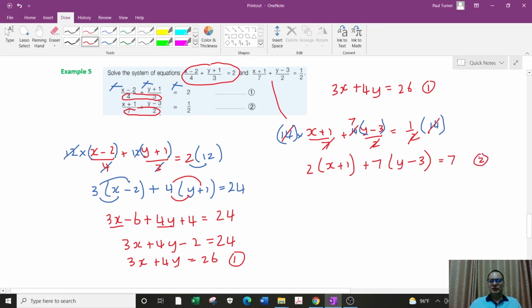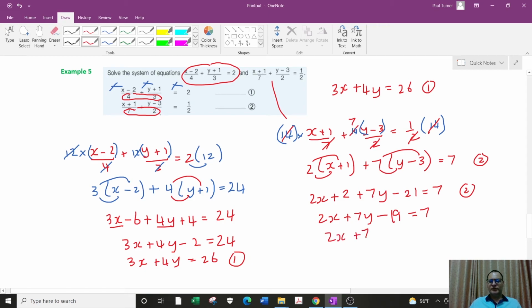This is equation 2. Let's simplify a bit. 2 times x, 2x. 2 times 1, 2. 7 times y, 7y. 7 times minus 3, minus 21 equals 7. That's equation 2 still. So we tidy it up. 2x plus 7y minus 21 plus 2 will be minus 19 equals 7. So 2x plus 7y equals 19 plus 7, which is 26. Equation 2.